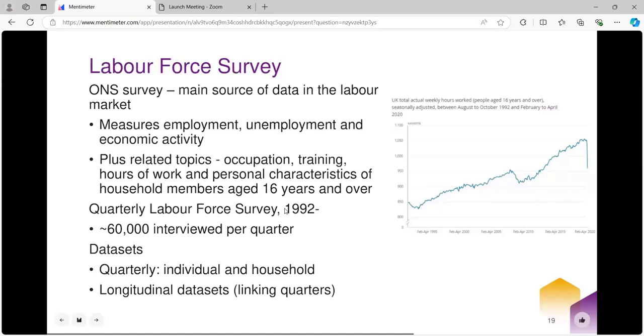So there's a quarterly individual and household data set, and then there's a longitudinal data set which links 5 quarters. So it operates as a panel in that you might be asked to take part. I think I was a few years ago, and you're then asked to answer questions for 5 quarters, so they can generate that data set of change over a relatively short period of time. And you can see different things going on in there, but that's a useful and well used thing. And again, this is based on random sampling.